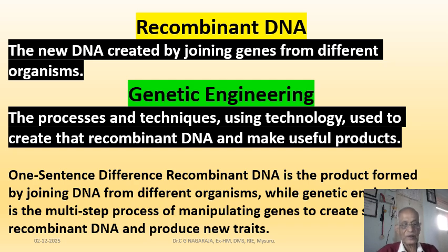In one sentence, if I want to tell the difference, recombinant DNA is the product formed by joining DNA from different organisms, while genetic engineering is the multi-step process of manipulating genes to create recombinant DNA and produce new traits.